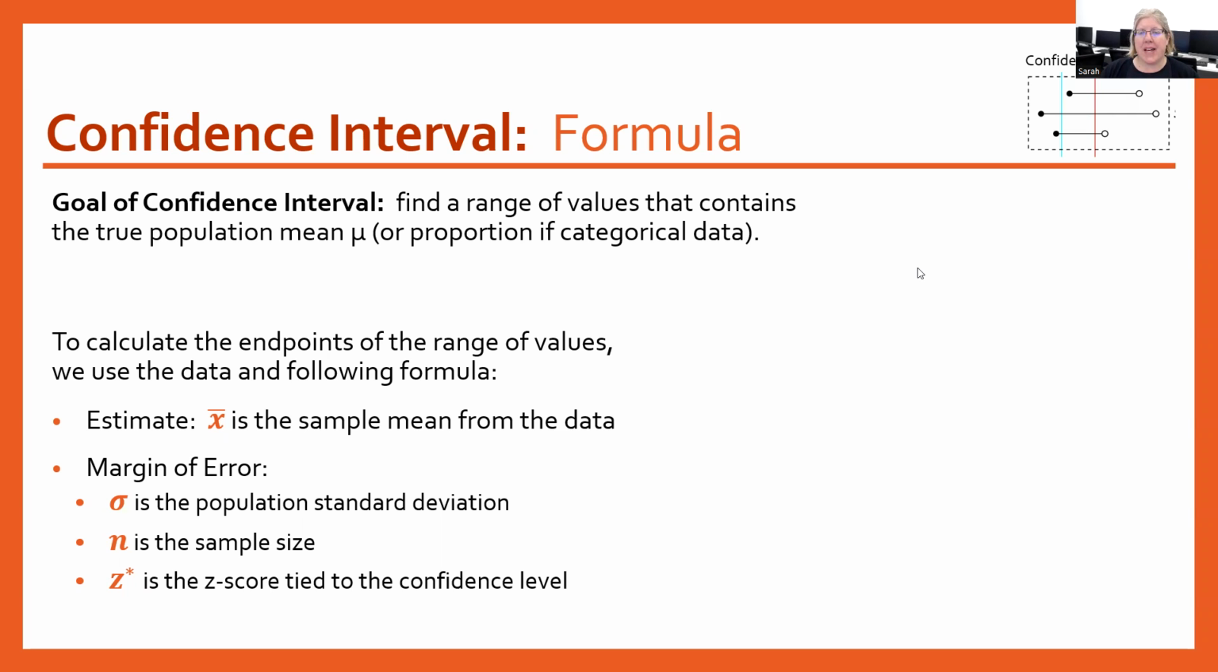The formula for this is going to look like your estimate, so your sample mean X bar, plus or minus your margin of error. So that margin of error is z star times sigma over the square root of n. So that sigma over the square root of n should look really familiar from chapter 15 with those sampling distributions. That was how we found that standard deviation for the sampling distribution. And now you can see that show up again here in confidence intervals, and you'll see it again in the hypothesis test.